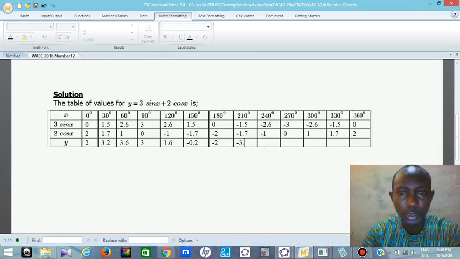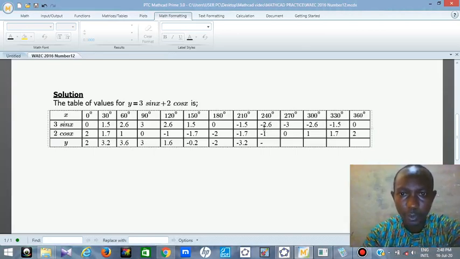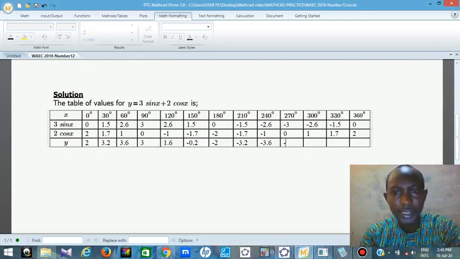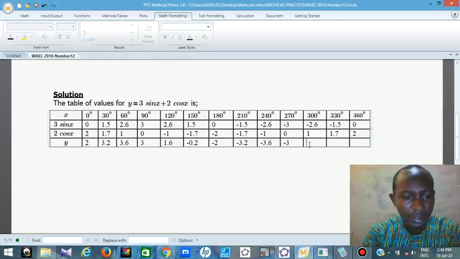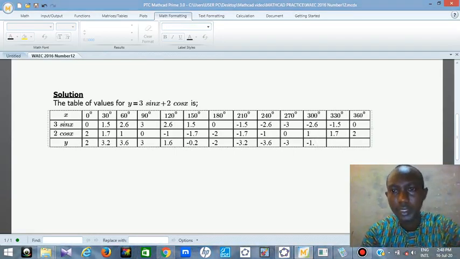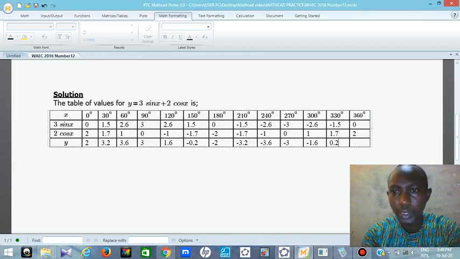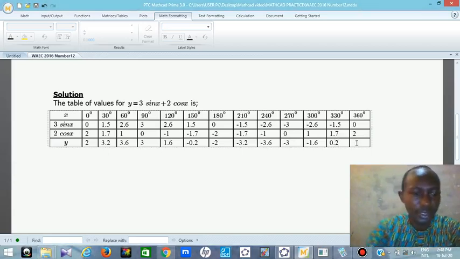So just make sure you check the calculations with your calculator very well to avoid mistake. Then this is 3 minus 3.6, and this is going to give us minus 3. Then this we are going to have minus 1.6. Then this is going to give us 0.2. This is 7 minus 5 is 2. Then 1 minus 1, 0.2. Then this is going to give us 2.